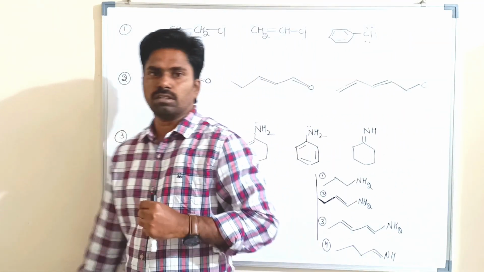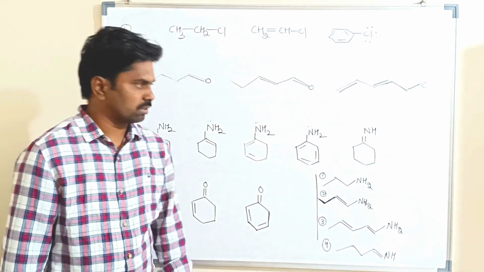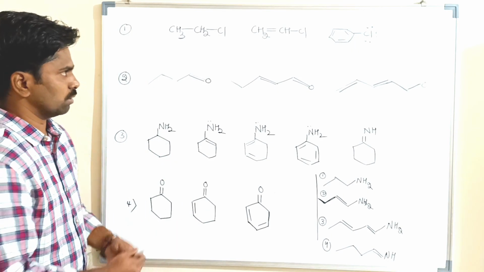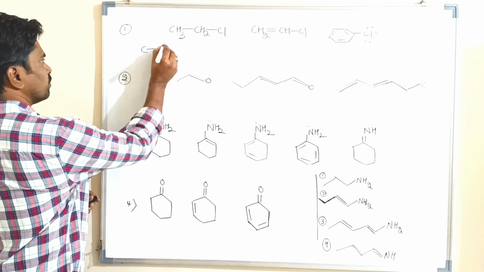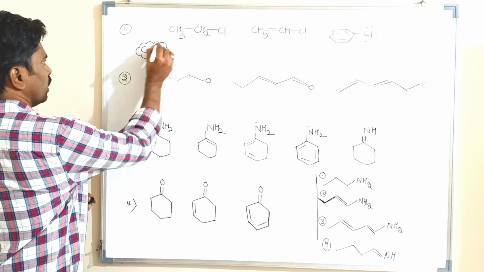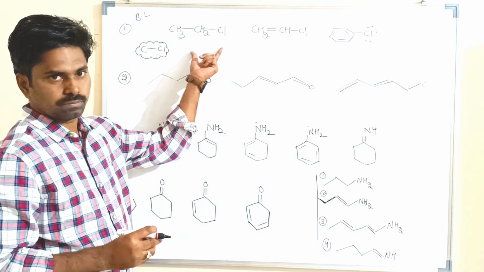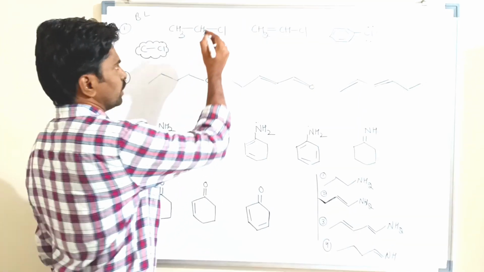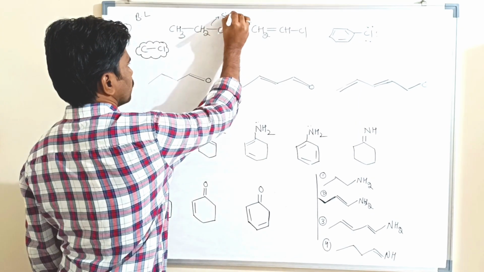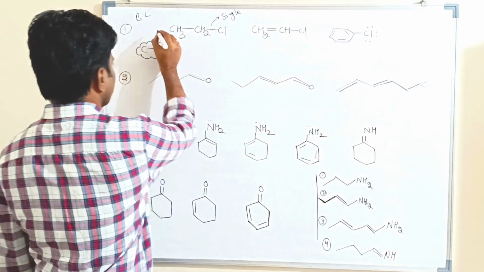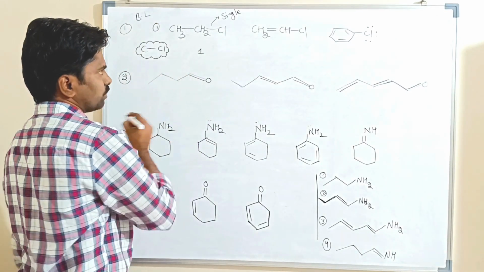Hello students, I have given some more examples on the board, which are based on bond length. So we have to find out the bond length between the carbon and Cl. The first question is to find out the bond length. First of all, you have to find out whether a single bond is present or not. There is a pure single bond, so obviously the first option will become first.